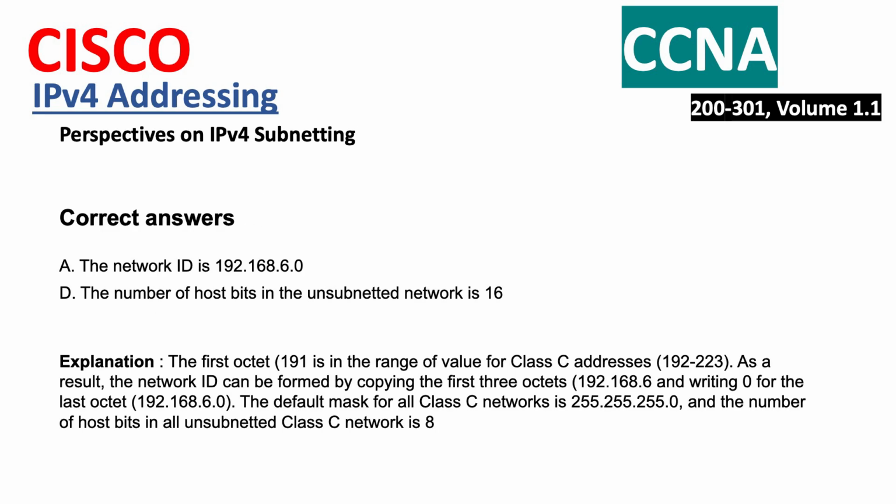Correct answers, A. The network ID is 192.168.6.0. And C. The default mask for the network is 255.255.255.0. The first octet 192 is in the range of values for Class C addresses, 192 to 223. As a result, the network ID can be formed by copying the first 3 octets, 192.168.6, and writing 0 for the last octet, 192.168.6.0. The default mask for all Class C networks is 255.255.255.0, and the number of host bits in all unsubnetted Class C networks is 8.